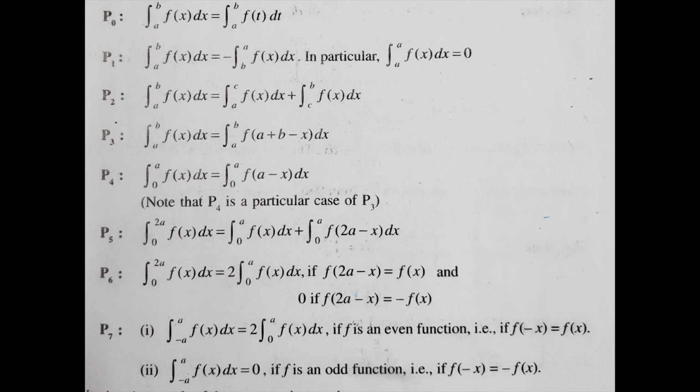Now, in general, the next property is integral minus a to a f of x dx. It will be 2 times integral 0 to a f of x dx if f is an even function, that is f of minus x is equal to f of x. And this integral minus a to a f of x dx is equal to 0 if the function is an odd function. That means if you substitute f of minus x in the given function, you will get minus of f of x.